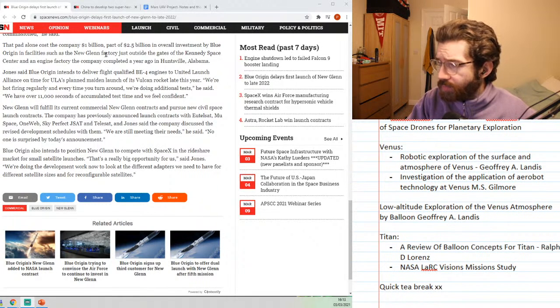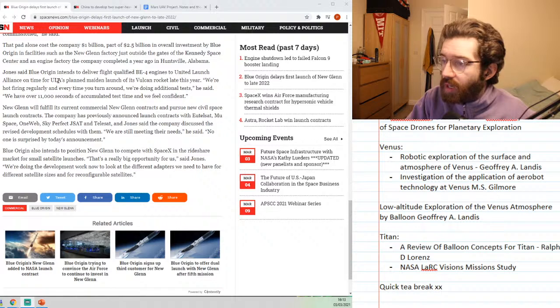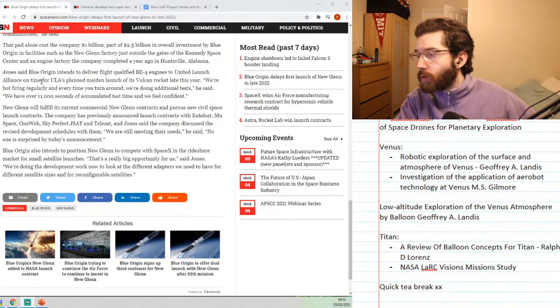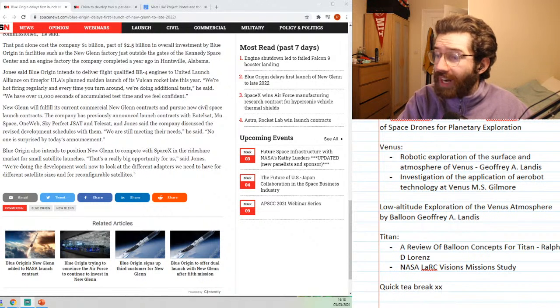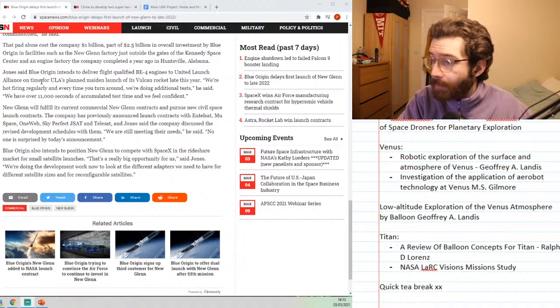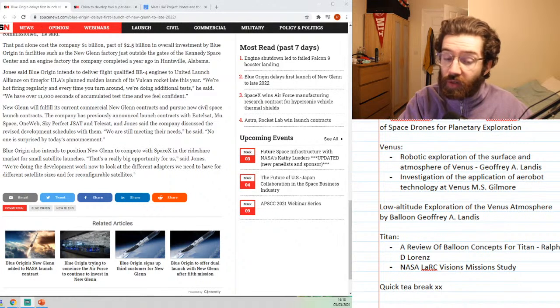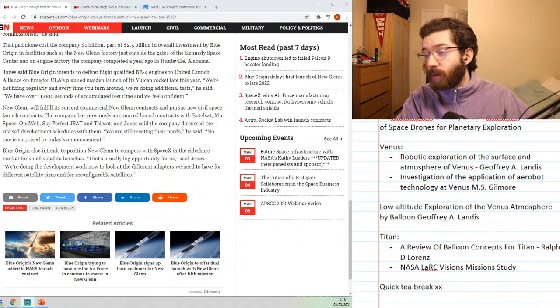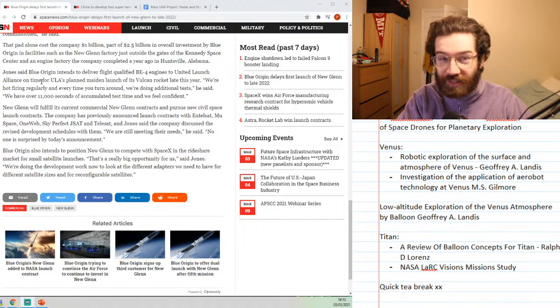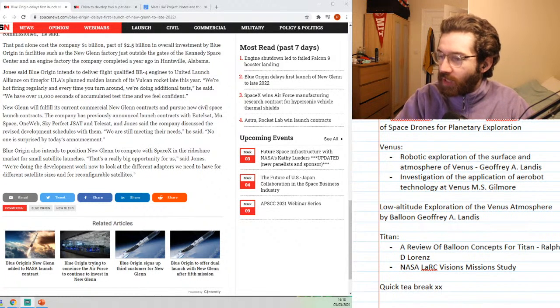Not looking too good. Jones said Blue Origin intends to deliver flight qualified BE-4 engines to United Launch Alliance on time for ULA's planned maiden launch of its Vulcan rocket later this year. "We're hot firing regularly, and every time you turn around, we're doing additional tests," he said. "We have over 11,000 seconds of accumulated test time, and we feel confident." So yeah, they're backing themselves. They have a good company. They're doing good things, but they're just not getting the contracts they need to really keep powering ahead.